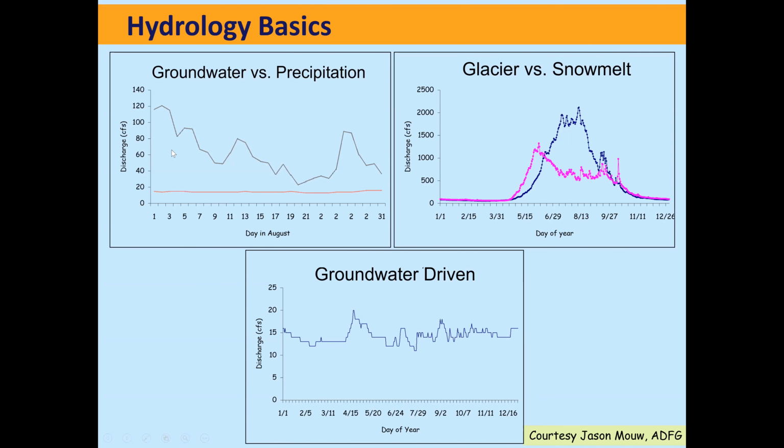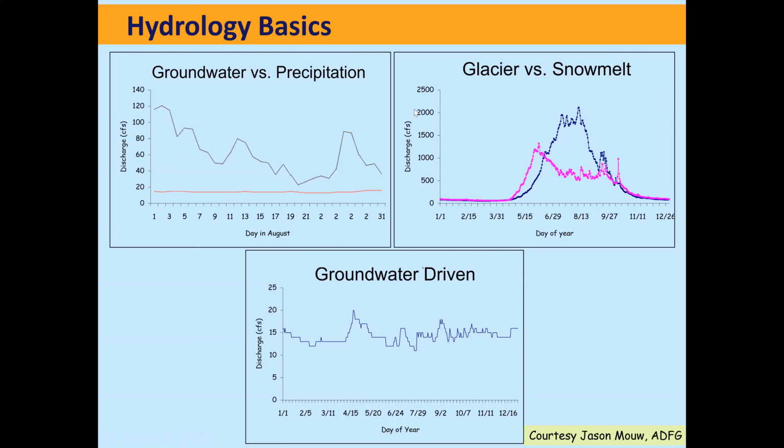So we'll point out this first hydrograph on the upper left, just to make the point that in the month of August, for example, this system, if it's groundwater fed, had really little variability throughout the month, whereas a precipitation driven watershed was seeing quite a bit of variability responding to precipitation events throughout that month.